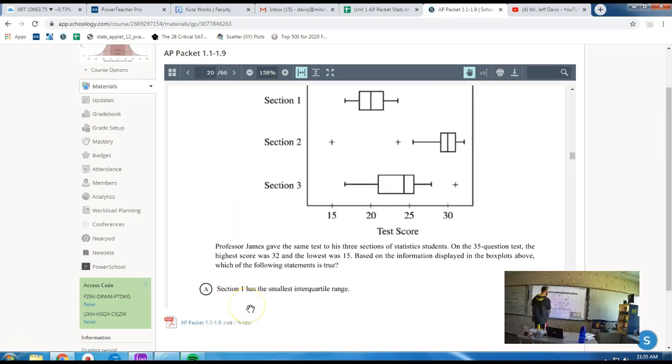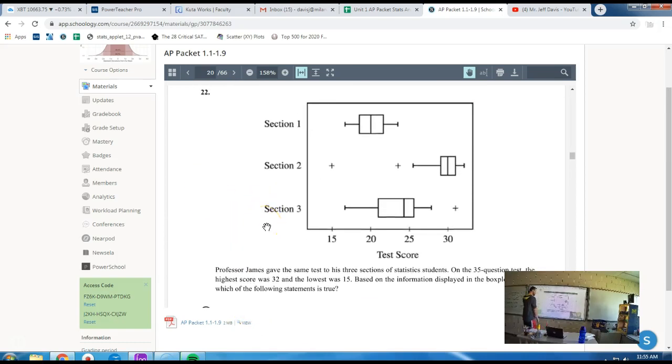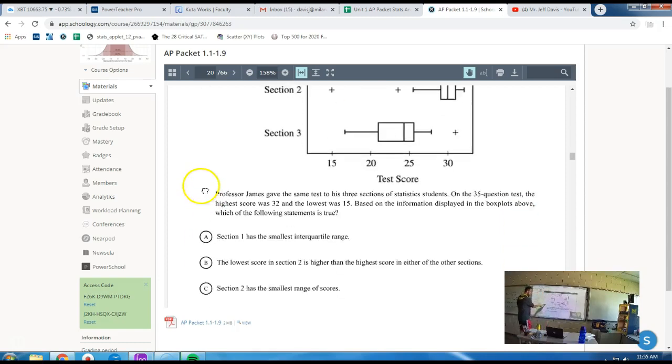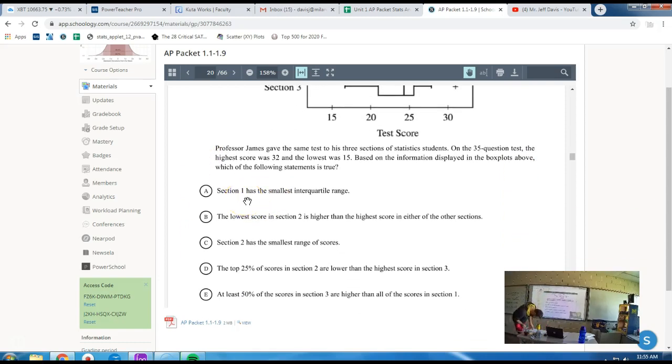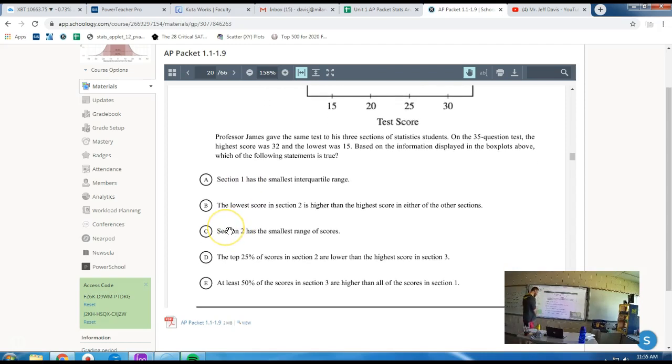22. So they're giving us section 1, section 2, section 3. So I'm just eyeballing, okay, this has the biggest range. This has the smallest IQR. Remember, 25%, 25, 25, 25. I don't know what the question is asking yet, but I'm just talking through it. So I know the correct answer is E. So if I just talk through that one.